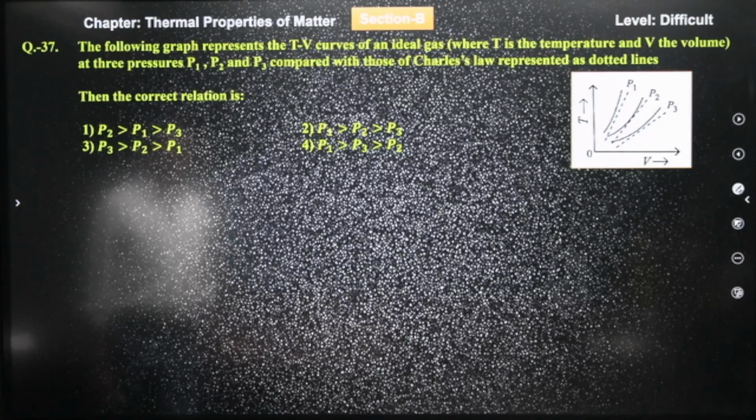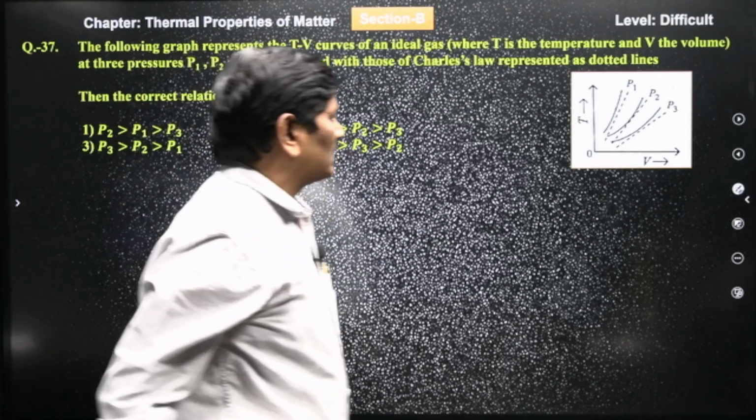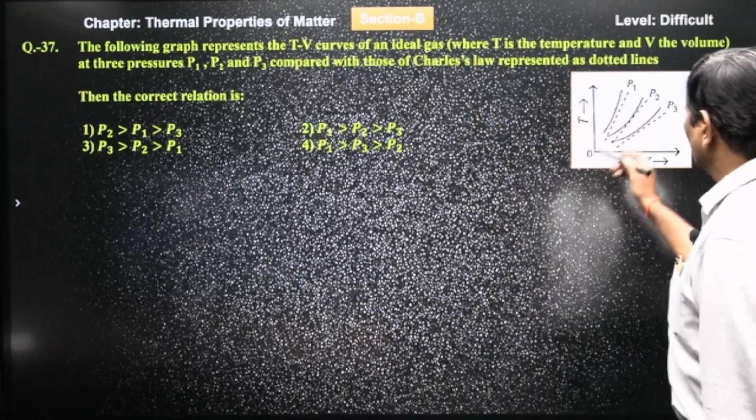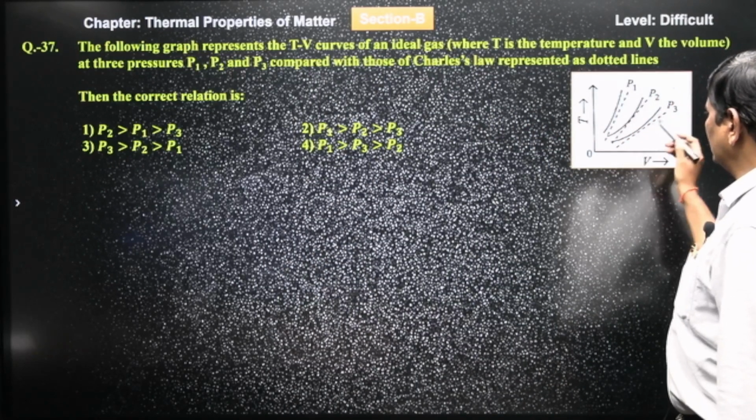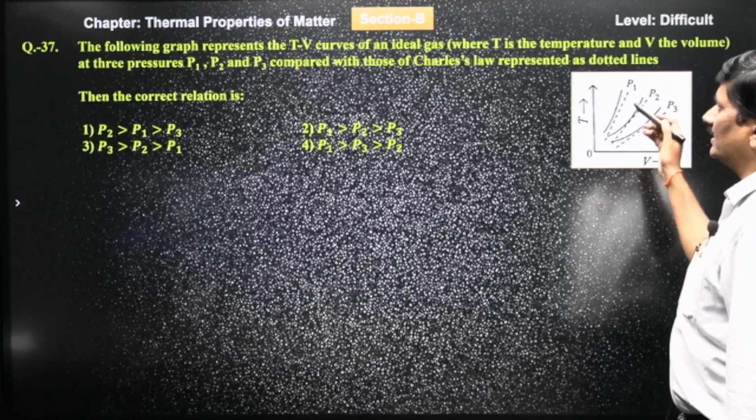The following graph represents the temperature versus volume TV curves of an ideal gas at 3 pressures P1, P2, P3, compared with those of Charles' law represented as dotted lines. Dotted lines are the lines passing through the origin, but there is a slight deviation.